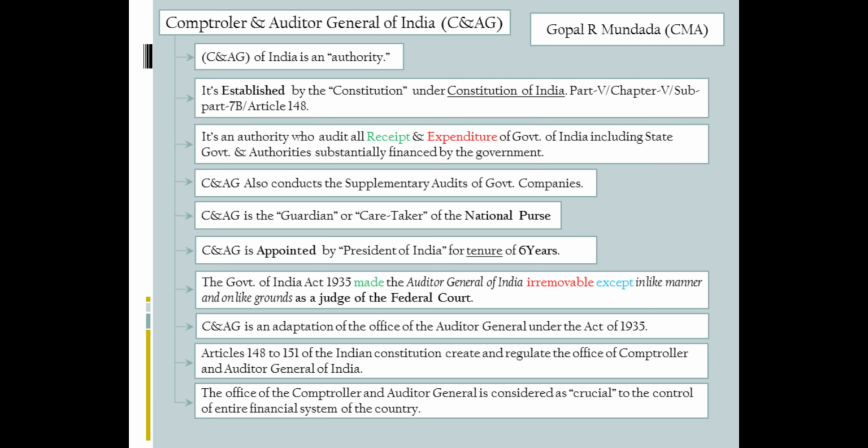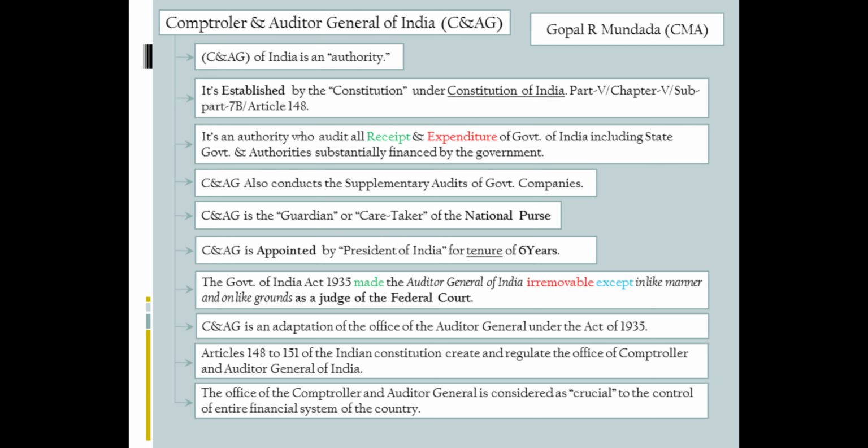C&AG is an adoption of the office of the Auditor General under the Government of India Act 1935. Articles 148 to 151 of the Indian Constitution create and regulate the office of the C&AG of India. The office of the C&AG is considered crucial to the control of the entire financial system of the country. C&AG is an auditor of the government of India, and he audits the union government, state government, or any authorities controlled by the state government and union government.